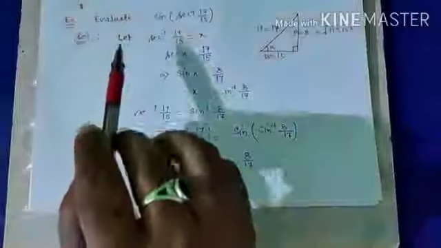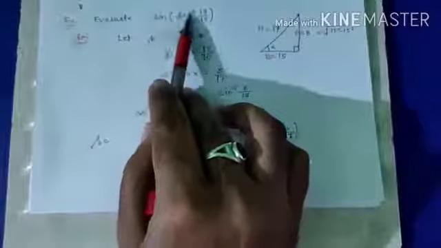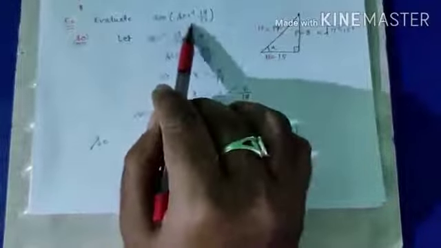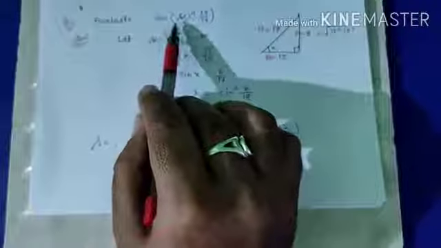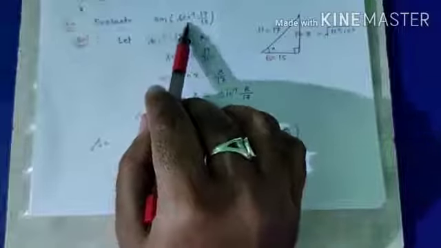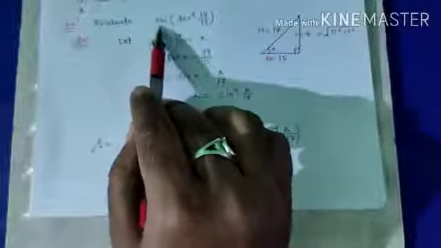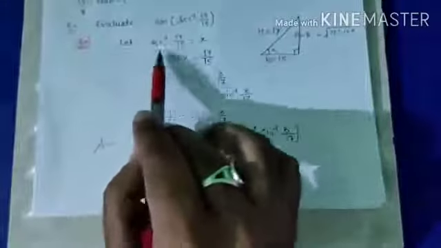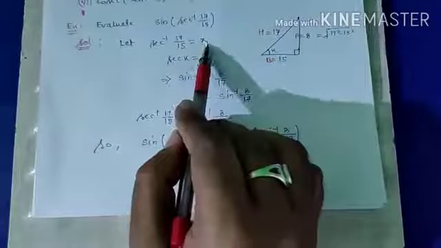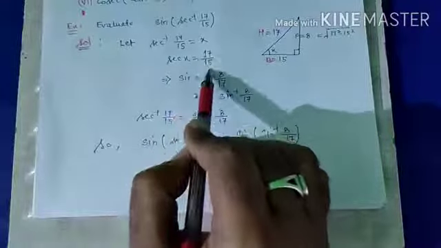Now we are taking an example to evaluate sin(sec inverse 17/15). I have taken this kind of example to use the previous formulas which I have discussed, a special trick and the first formulas. Let sec inverse 17/15 equal x. So I can say sec x equals 17/15.